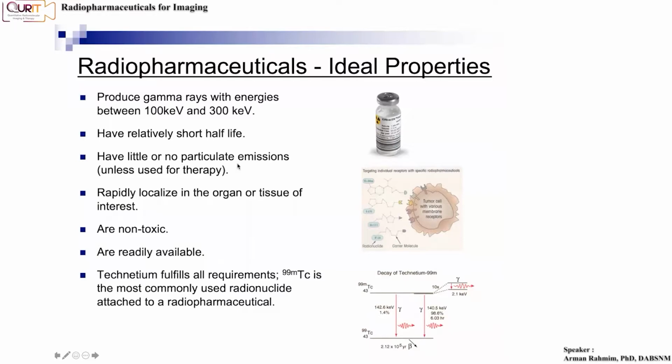It should have little or no particulate emissions, again, unless this is used for therapy. So you don't want particles to be emitted unless used for therapy. And it should rapidly localize in the organ or tissue of interest, should be non-toxic, readily available. So technetium actually fulfills all these requirements, and that is why it's the most commonly used radionuclide attached to a radiopharmaceutical. And we've been learning about that, right?